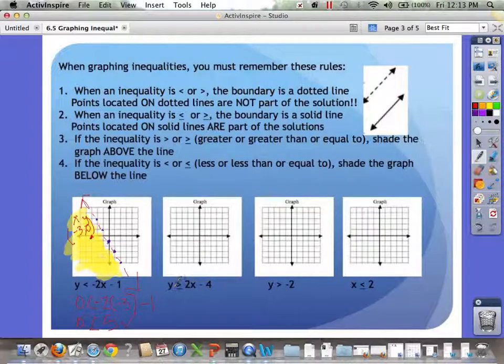All right, let's do the next one. This one says y is greater than or equal to 2x minus 4. Again, we're going to start with our b. In this case, it's -4, so I'm going to put a dot. 1, 2, 3, 4. Right there. And then I'm going to do a slope of 2, which is positive, so that means I go up 2, 1, 2, and always right for the first one.